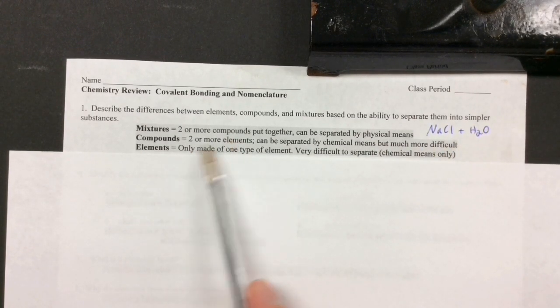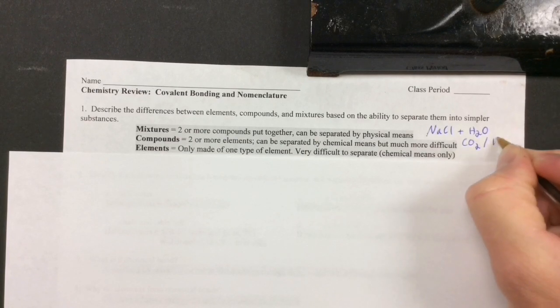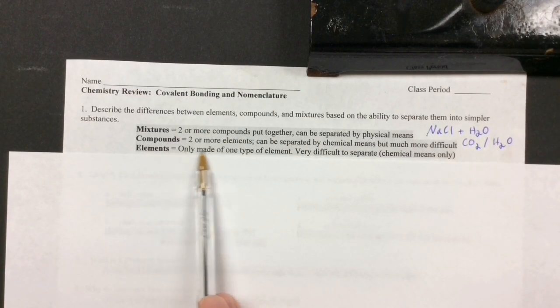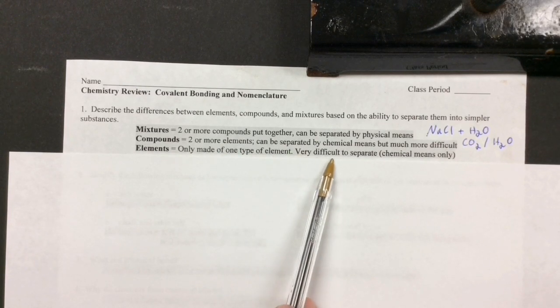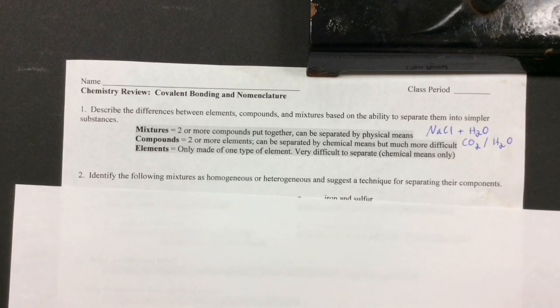Compounds are made up of two or more elements, and they must be separated by chemical means, and it is much more difficult to separate. So this would be like CO2 or water itself. And the last one would be elements. They are made up of only one type of element, and they are extremely difficult to separate, and that's made by chemical means only. Next question.